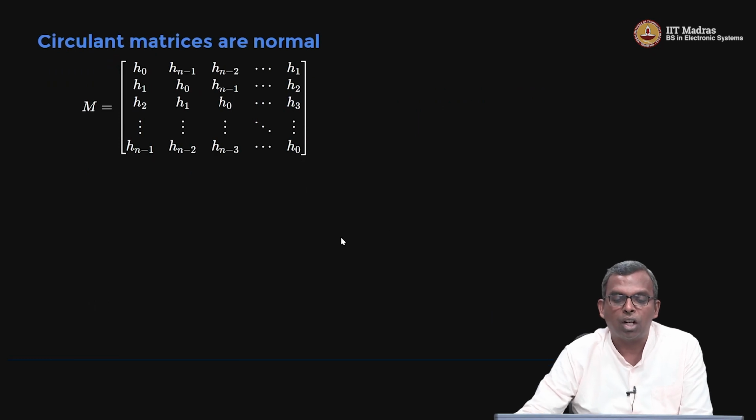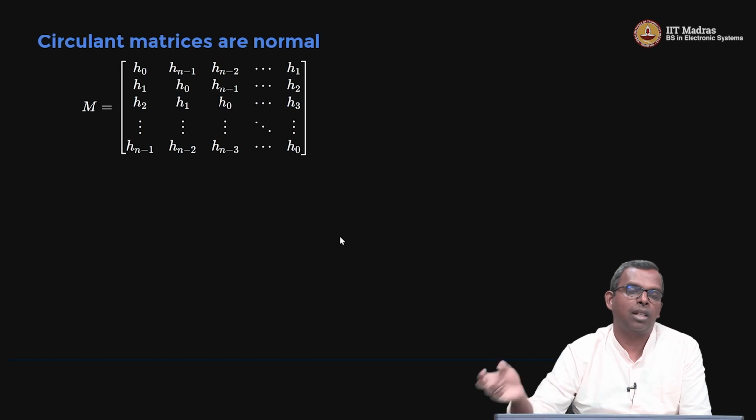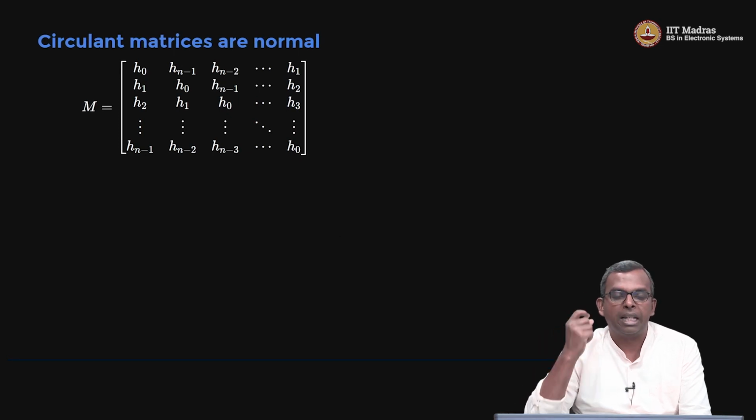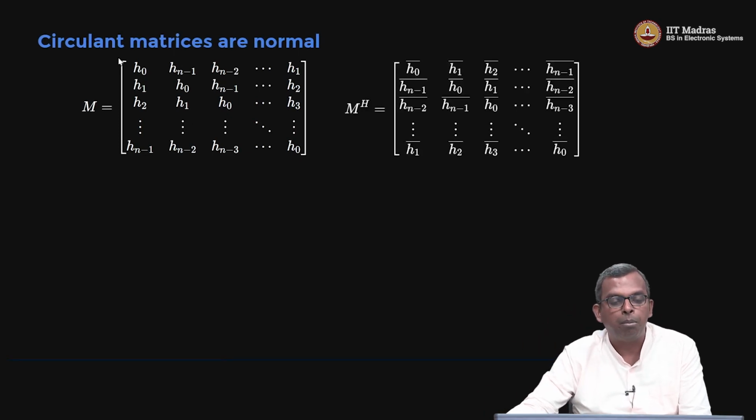So a couple of quick proofs here. First is circulant matrices are normal. Okay. So we saw that circulant matrices need not be symmetric, but they are normal. So how do you prove it? M is like this, M Hermitian is like this. Okay. So you just go through it, columns become rows, and then you do the conjugations. And then you have to look at the product.